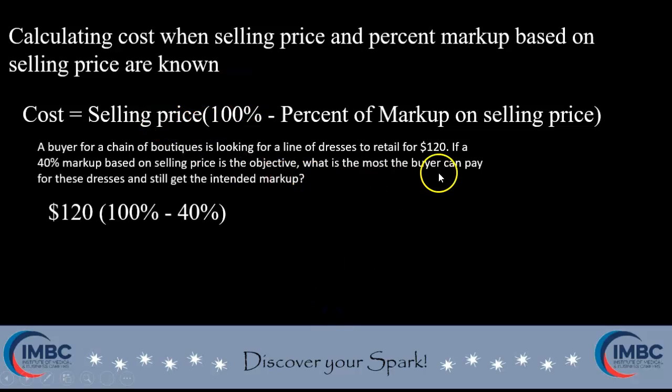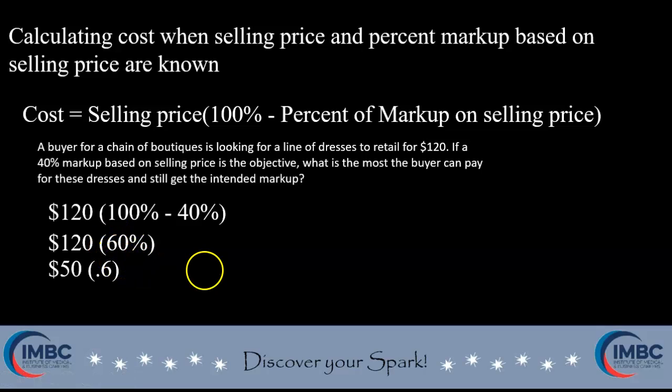The selling price is $120, times 100% minus the 40% markup. 100% minus 40% is 60%. When we have a percent, we change it to a decimal, 0.6. So 120 times 0.6 gives us a cost of $72.